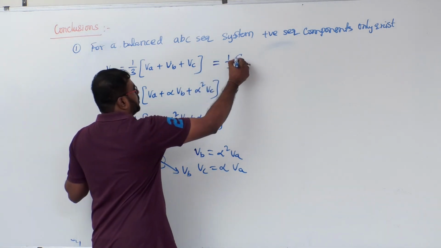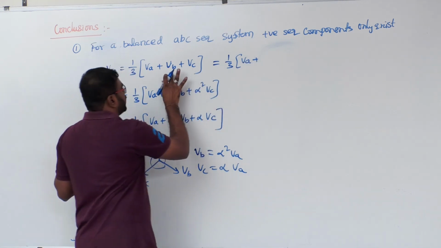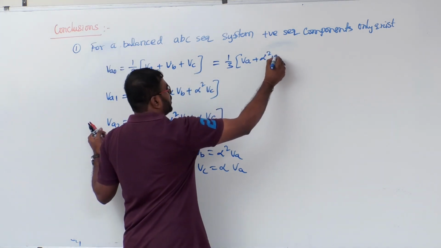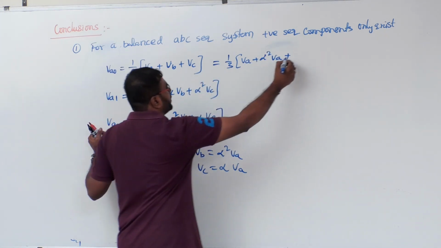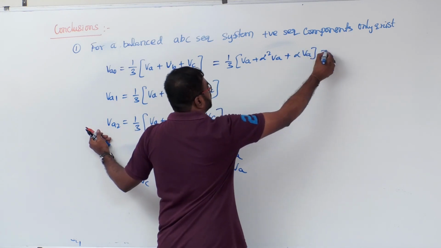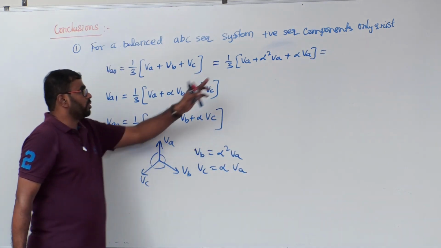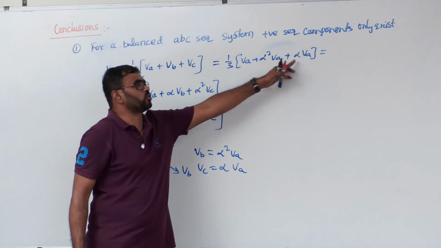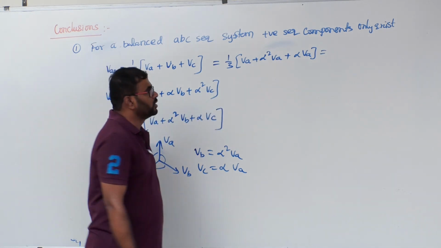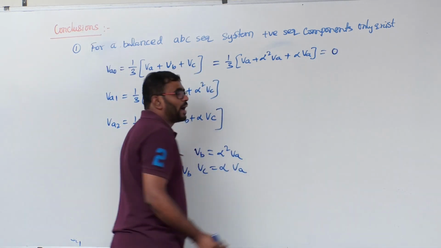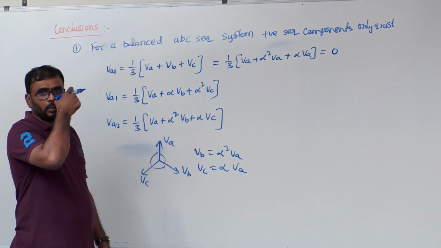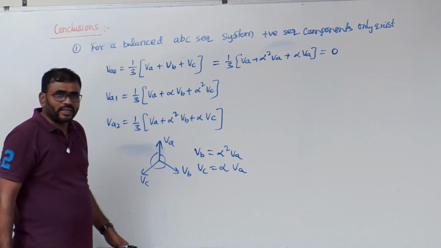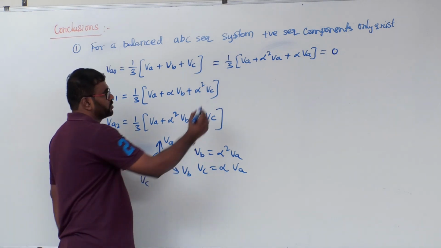1 by 3 VA plus VB, which is alpha square VA, plus VC, which is alpha VA. So what do I get? If you take VA common, 1 plus alpha square plus alpha, that is equal to 0. Now that's what I am saying: for a balanced ABC sequence, zero sequence will not exist. What about positive sequence? Check, sir.